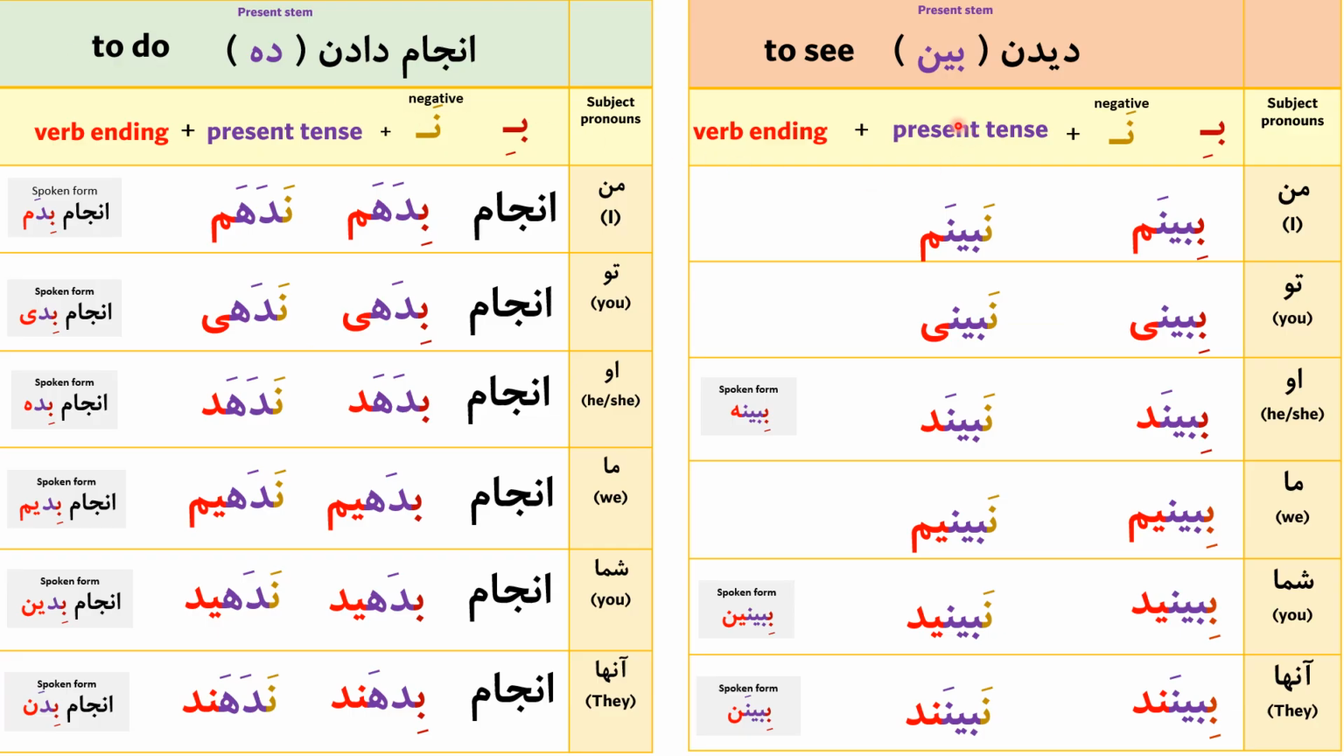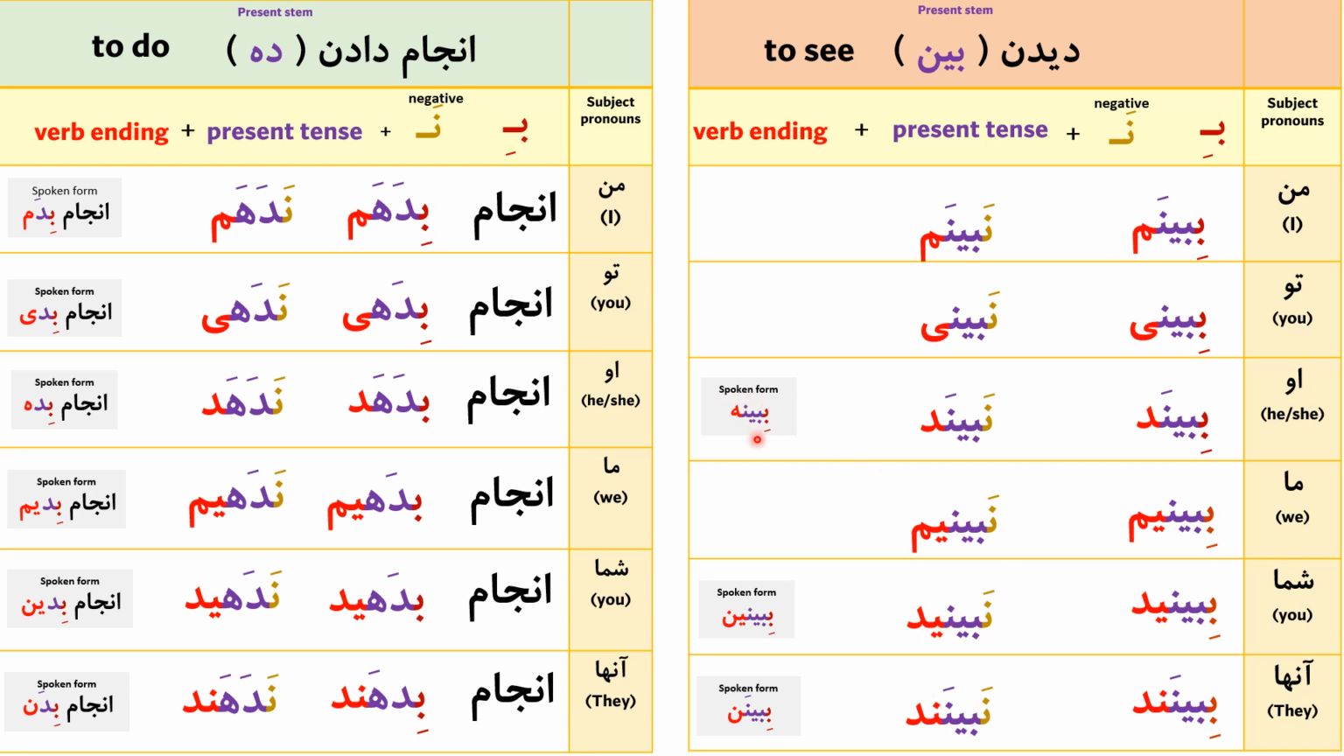Now let's conjugate these two verbs, دیدن and انجام دادن, to all the 6 subject pronouns, so you can get a little bit more practice if you need help with the conjugation. So the first one, ببینم, ببینی, ببیند, ببینیم, ببینید, ببینند. The negative, نبینم, نبینی, نبیند, نبینیم, نبینید, نبینند.